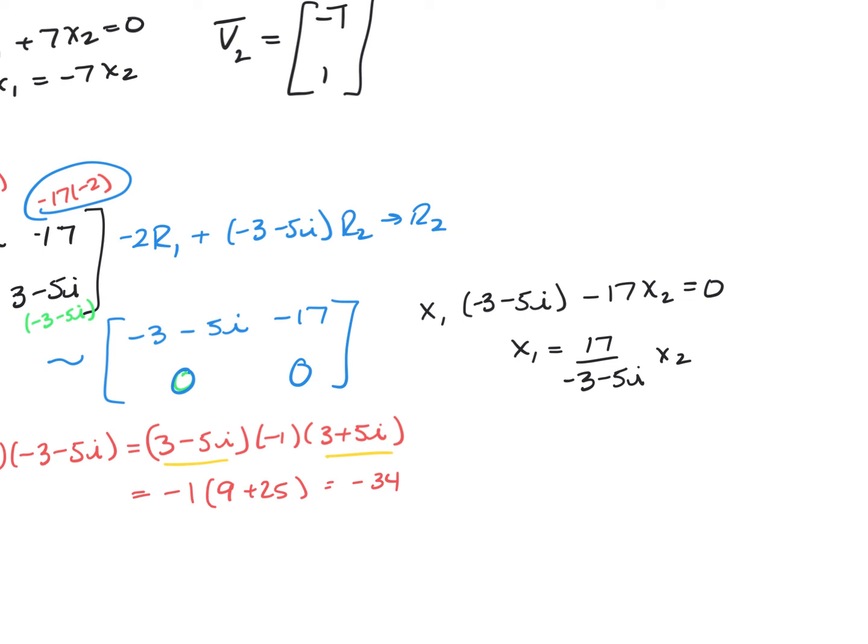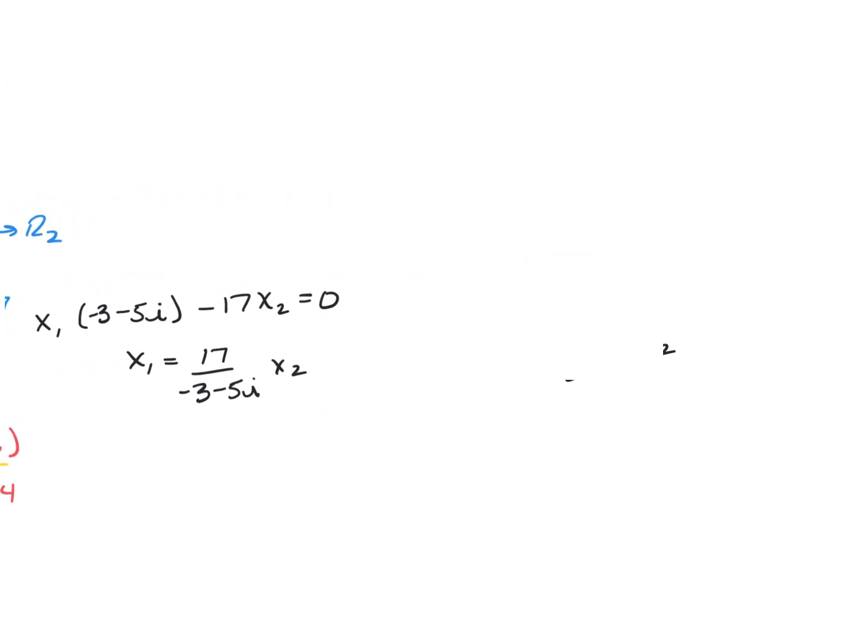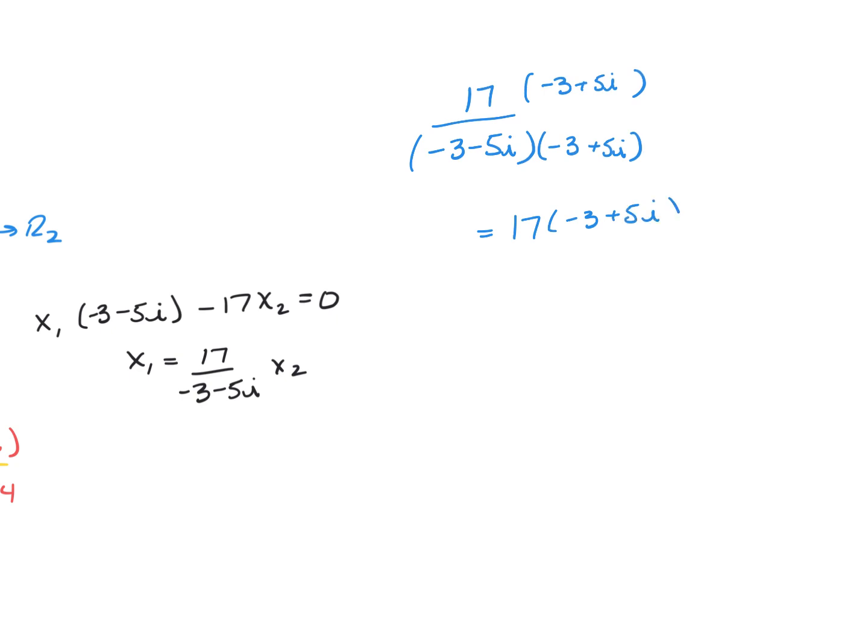Well, we're not going to leave the complex number in the denominator. So now we're going to kick back and do a little bit of algebra. So 17 over negative 3 minus 5i. What we're going to do is multiply by its conjugate, which is negative 3 plus 5i over negative 3 plus 5i. When I multiply by its conjugate, I'm going to get 17 times (negative 3 plus 5i). And then in the denominator, I'm going to get 34, because we did the conjugate just a few moments ago.